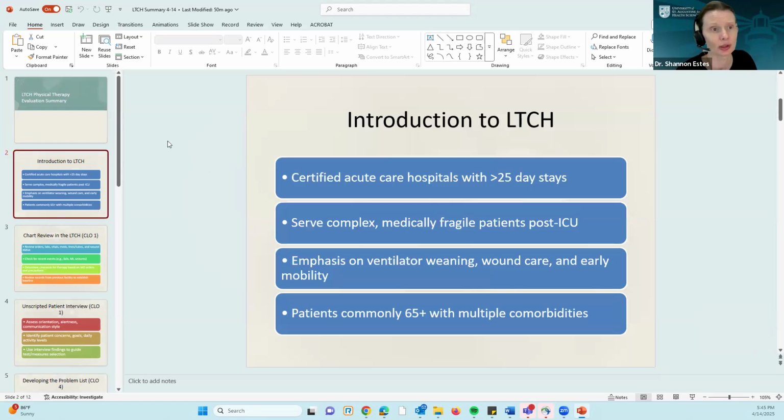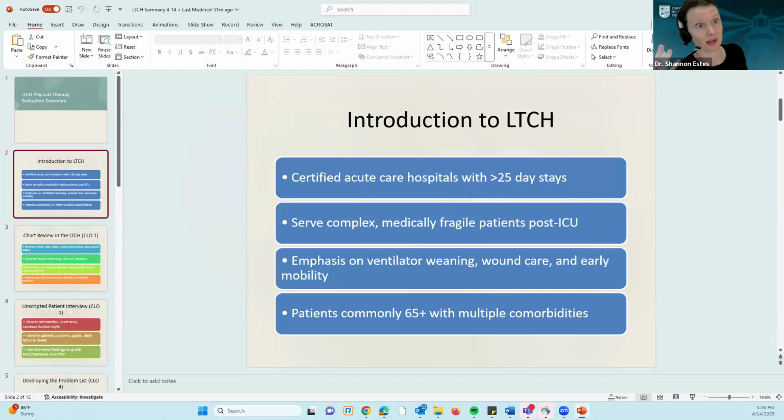So, long-term acute care. You go from the ICU, which, as you've learned, is housed in an acute care hospital. Long-term acute care hospitals also have their own ICUs. So you have your acute care hospital and your long-term acute care hospital. Long-term acute care hospitals are usually separate entities, but they're still considered acute care.